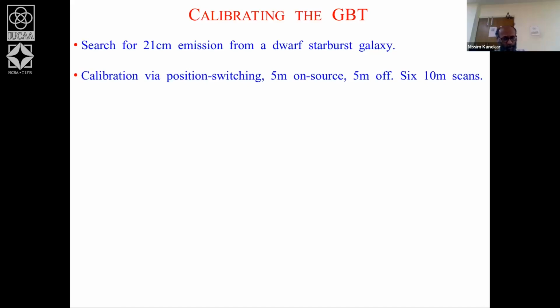And this object is somewhat far away. It's not very close by. And it's a dwarf, so it wasn't clear that we could detect it. But it's a slightly redshifted system. You'll see the redshift in a minute. And so therefore it was possible to calibrate via position switching.